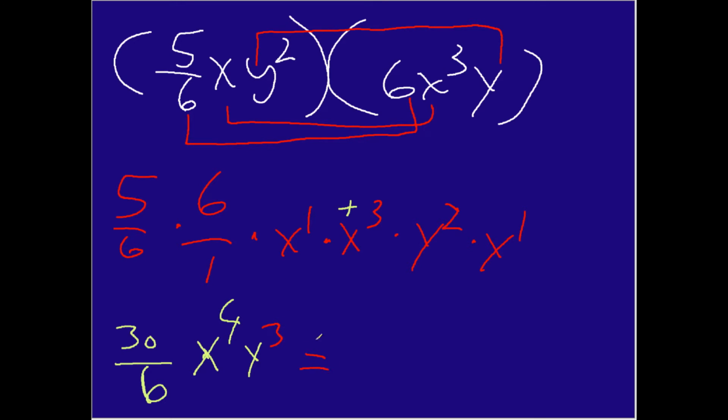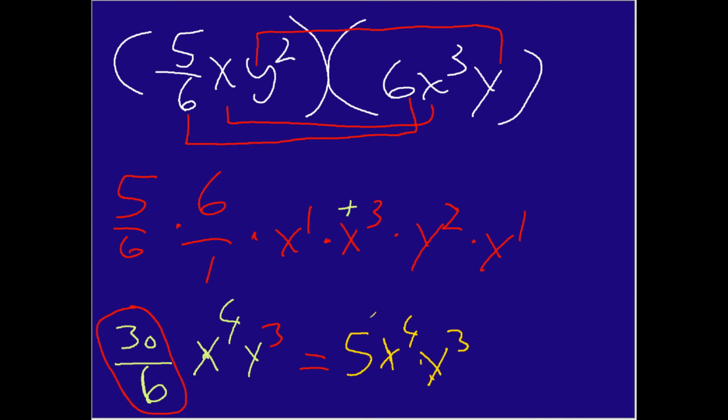And now when we simplify this, because we have to simplify this guy right here, 30 over 6 is going to become 5. And then we have x to the 4th, and then we have y to the 3rd, like so. And so you can see that's what our answer is going to be: 5 x to the 4th y to the 3rd. That's how that works out. And so you can see the beauty of how this works.